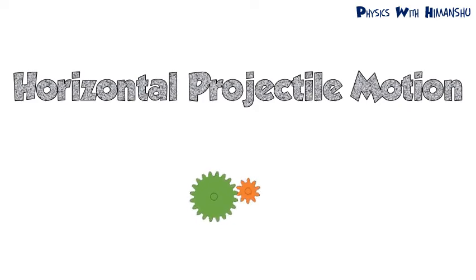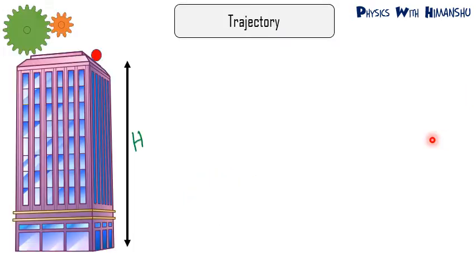Okay, so today's topic is horizontal projectile motion. We'll learn the meaning of horizontal projectile motion and then move to the derivation, and then we'll find two important parameters: time of flight and range. So what is basically horizontal projectile motion?